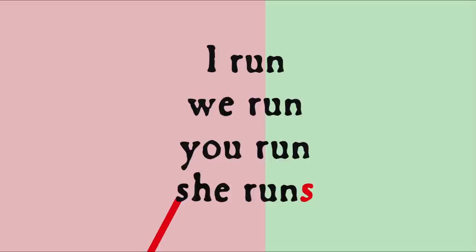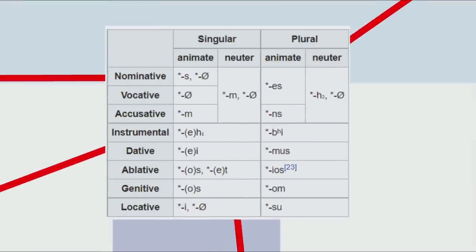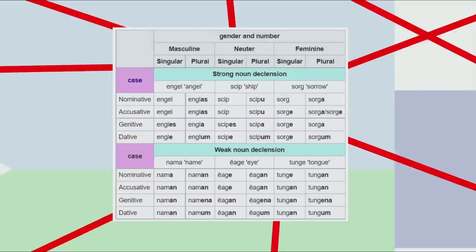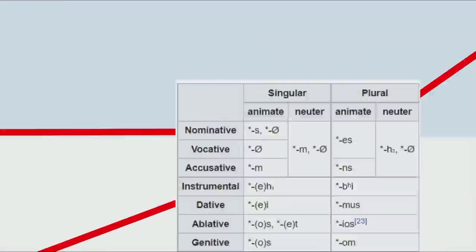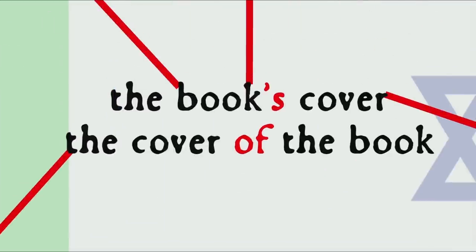He runs. And English had already lost many of the 8 cases of Proto-Indo-European, with just 4 left: nominative for subjects, accusative for direct objects, genitive to show possession, and dative for indirect objects. But word order and prepositions can do most of that work, so the nouns lost most of their endings, with only the genitive's apostrophe s surviving, as in the book's cover. And the preposition of can often do that job too, as in the cover of the book.